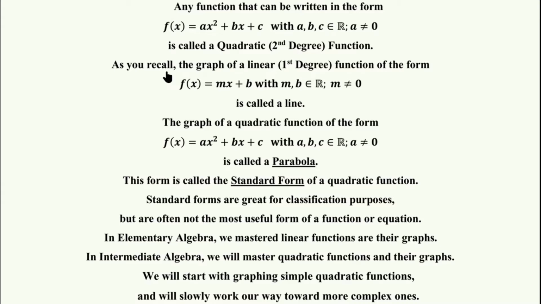If you recall, when we were dealing with linear or first degree functions of this form, f of x equals mx plus b, where m and b were just real numbers, and of course m shouldn't be 0 because then we just break down to a constant function. The graphs of these kinds of functions we call lines, and the graphs of quadratic functions of this form we call parabolas. And we're going to learn quite a bit about parabolas in this video.